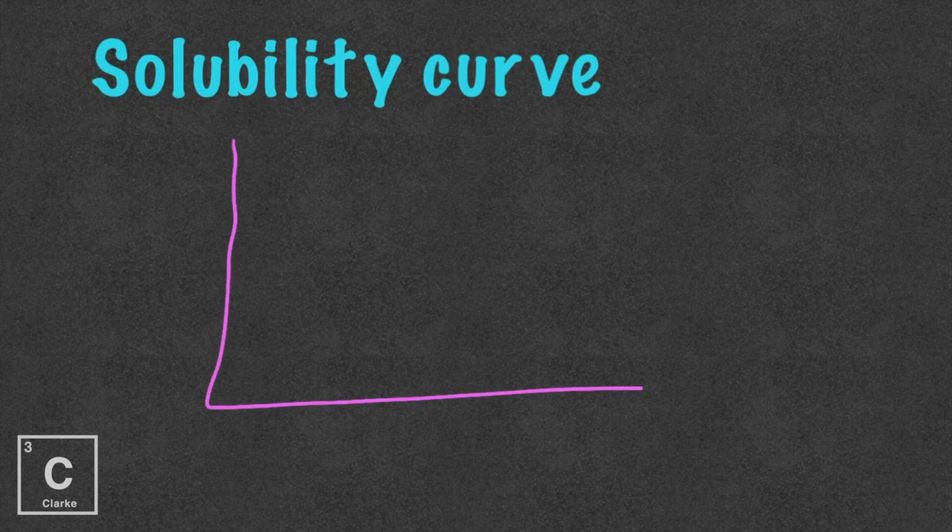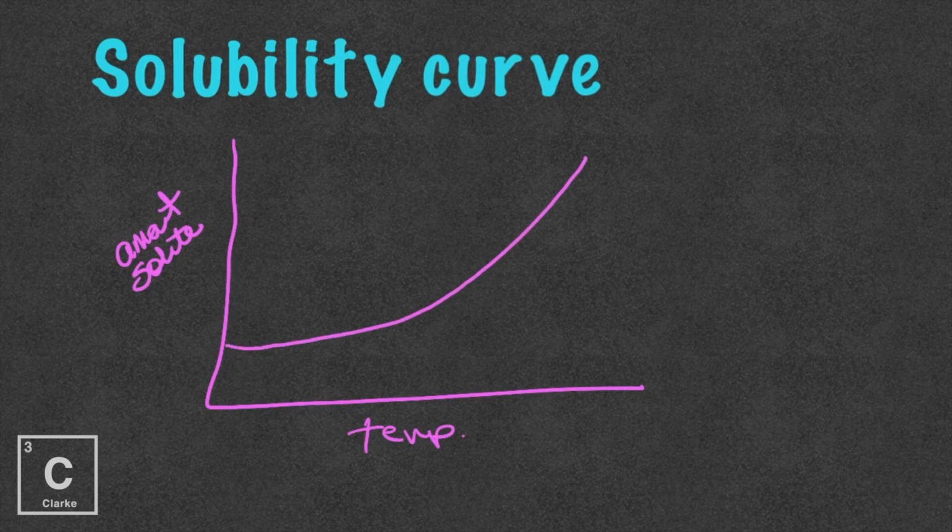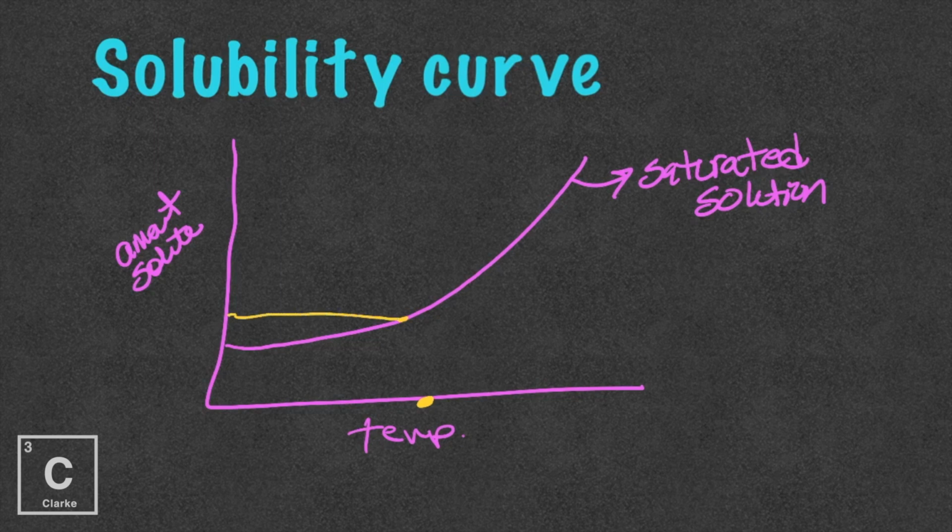If we have our chart, here's our X and Y axis. On our X axis, this is going to be temperature, and on our Y axis, this is going to be the amount of solute. And let's just draw a curve. When you're looking at a solubility curve, this line represents saturation, or better yet, a saturated solution. So if the temperature is here, then it's going to hold whatever number here, that much solute.